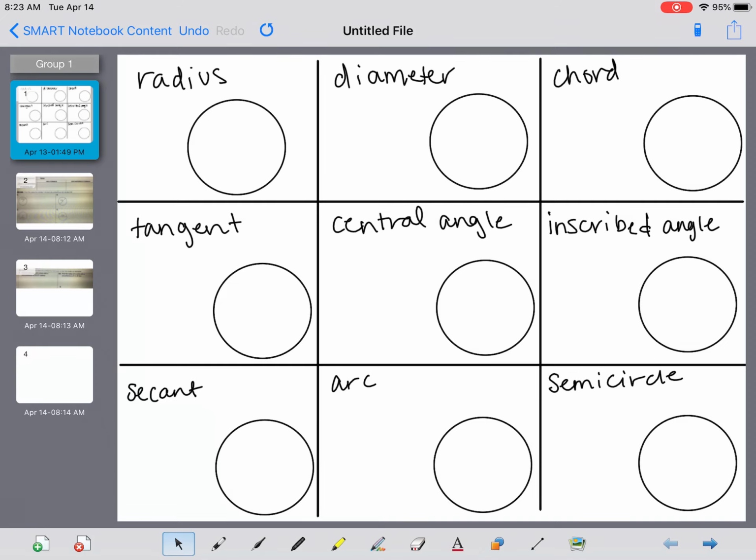All right, welcome to your first lesson in circles. This is Unit 10, our very last unit, and I am excited to get started.